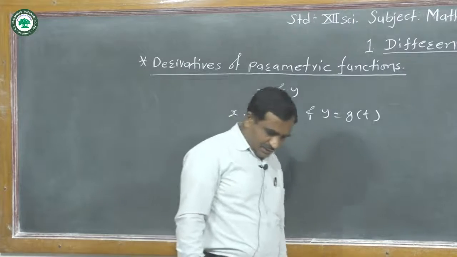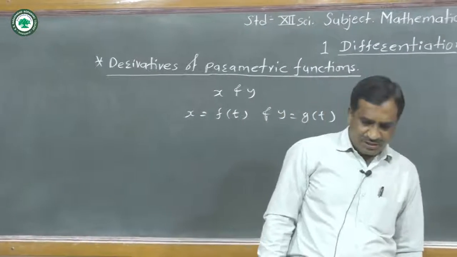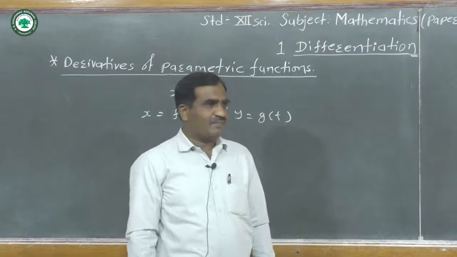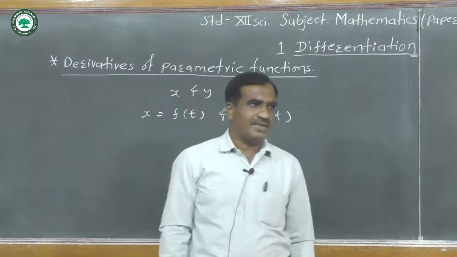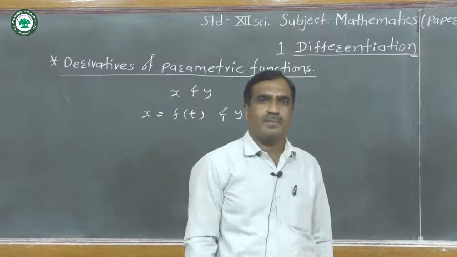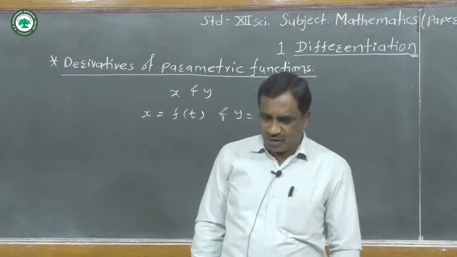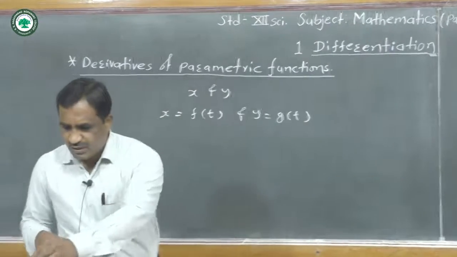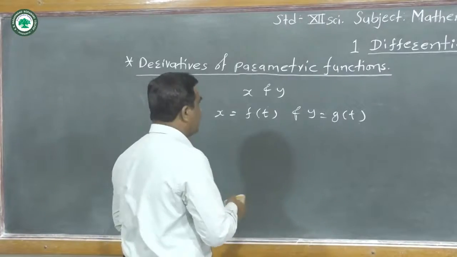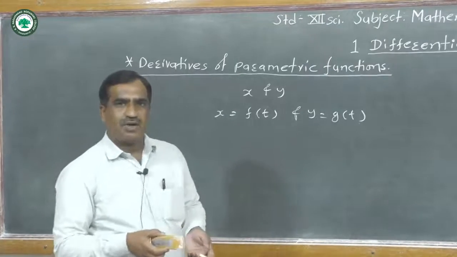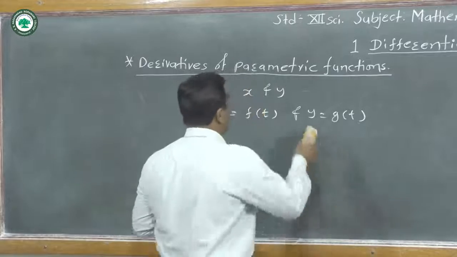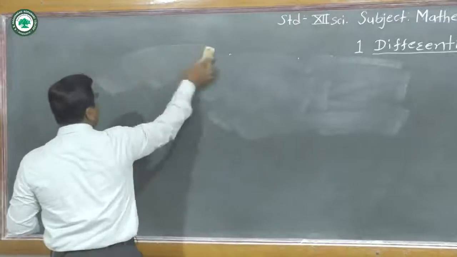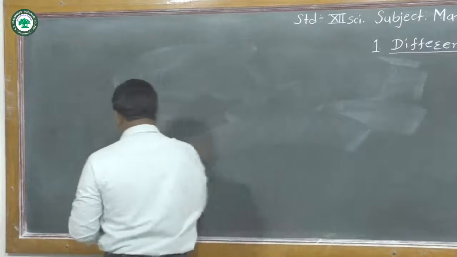Now we see derivatives of parametric functions by using the parametric rule. There is one rule of parametric functions which is called the parametric rule, which is a theorem. First we see the parametric rule and then we can take some examples on parametric functions. Now first theorem, statement of theorem.